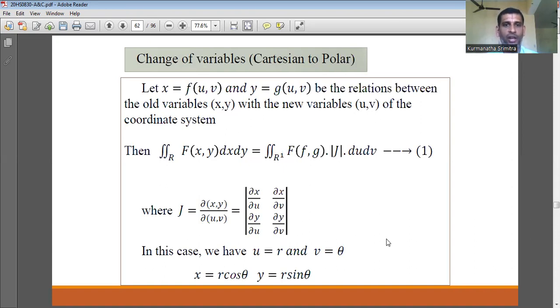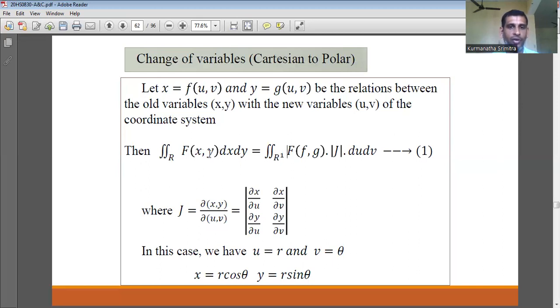That means x and y are Cartesian coordinates and u, v are general variables. So we are considering two transformations between these Cartesian coordinates and the new variables u and v. These are the two relations between the old variables x, y and the new variables u and v of the coordinate system.